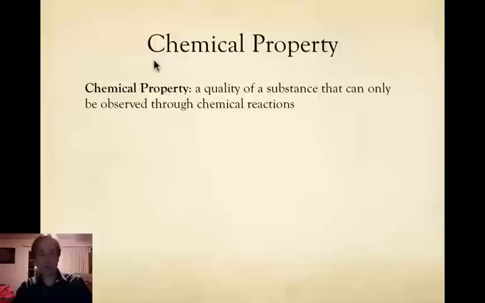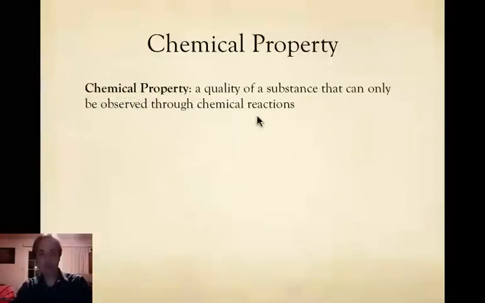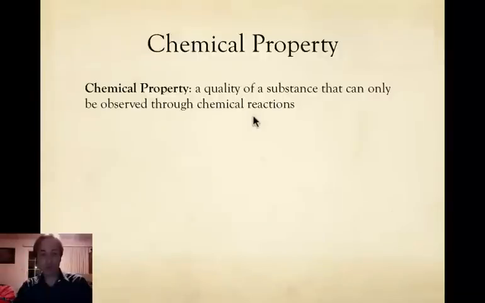Now everything we're talking about in terms of chemical reactions is really just a way of describing the chemical properties of a substance, meaning that different substances react in different ways. And when we determine how a substance is going to react, we call that a chemical property. It's a quality of a substance that can only be observed through chemical reactions. So for example, if we take a piece of paper and we heat it up until finally it bursts into flames, that's the flash point, basically the temperature at which it will combust. So that's a chemical property.